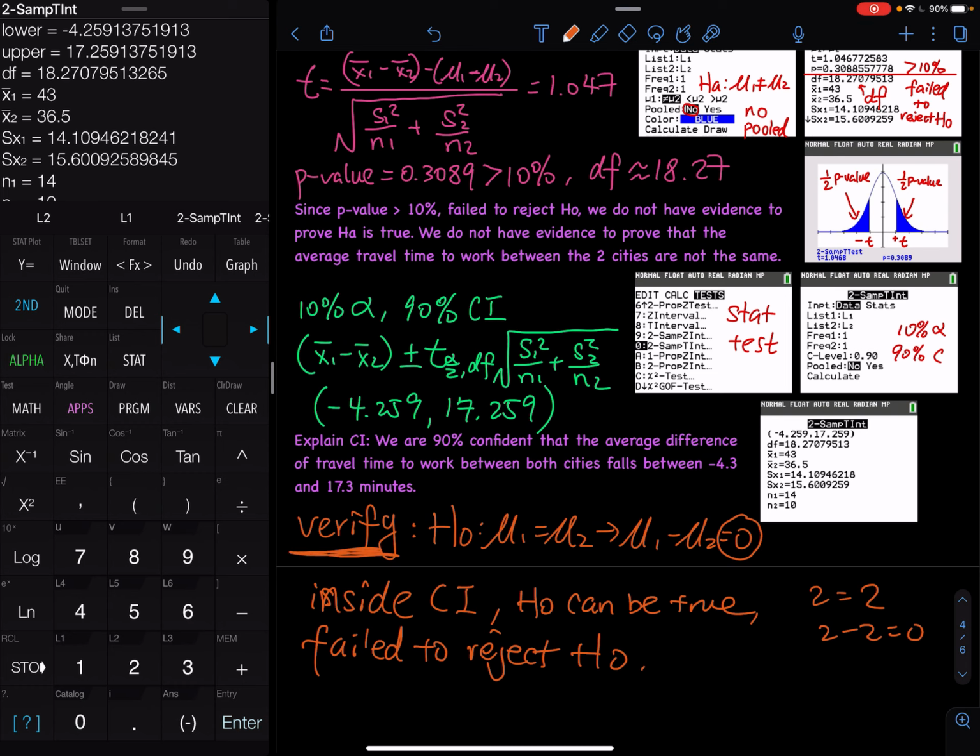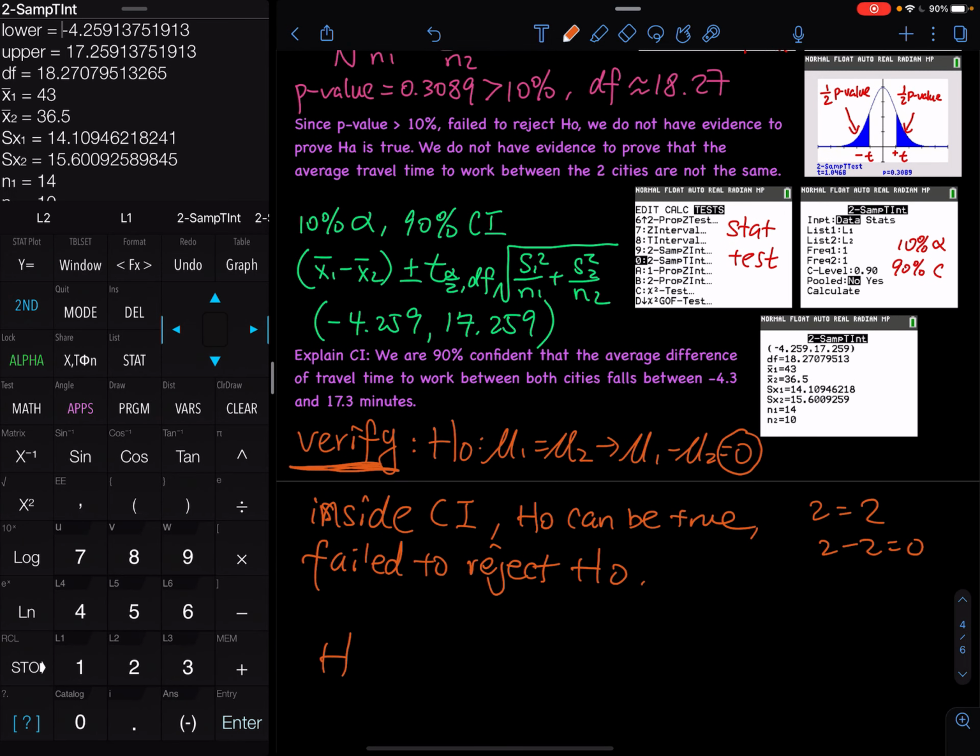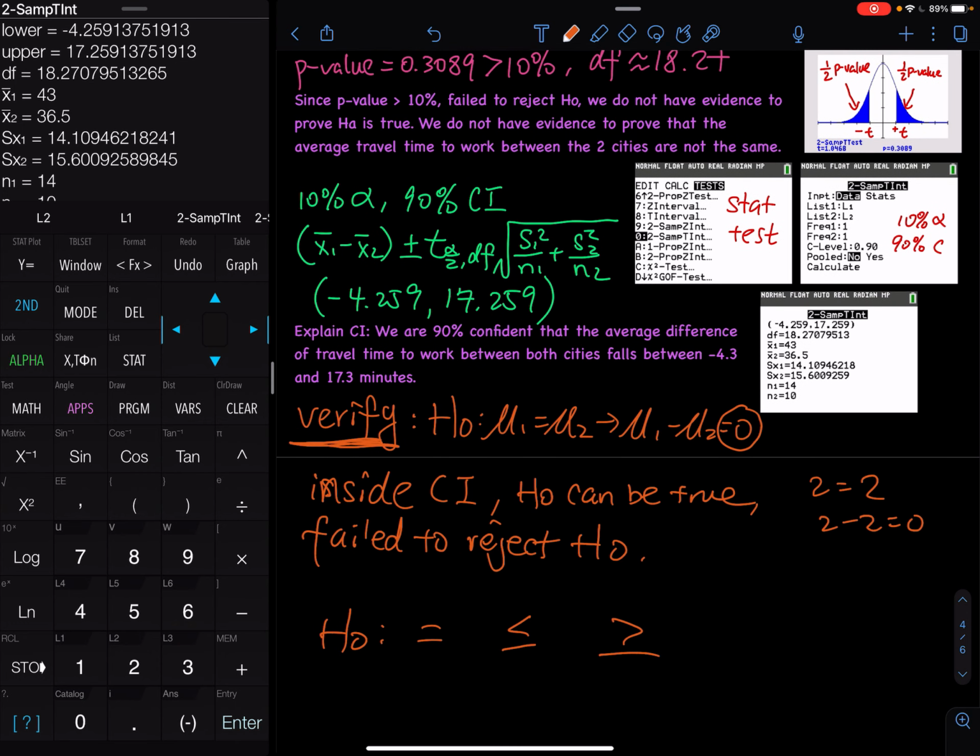Okay, now let me go back to that question. For confidence interval, where you see a negative and positive, this is a very clear sign that the conclusion is failed to reject. So for H naught, sometimes you have an equal, sometimes you have a less than or equal to, sometimes you have a greater than or equal to. When you have a negative and a positive, this must be inside. The equal will be inside. The less than means negative, right? The greater than means positive.